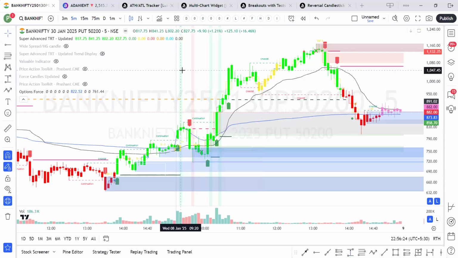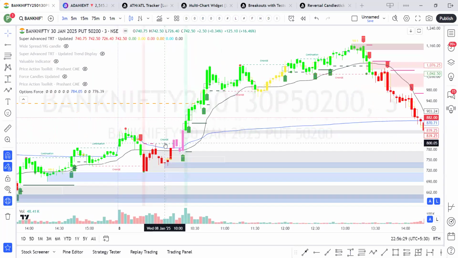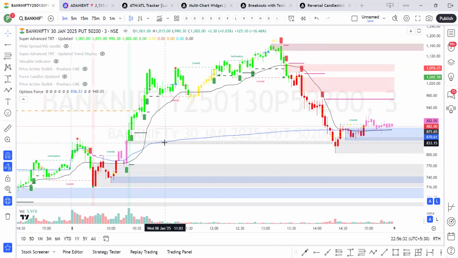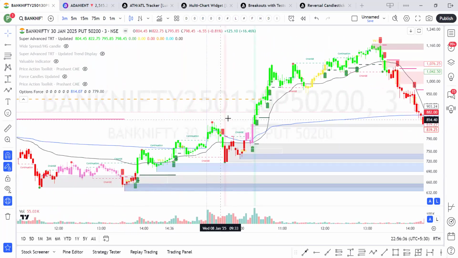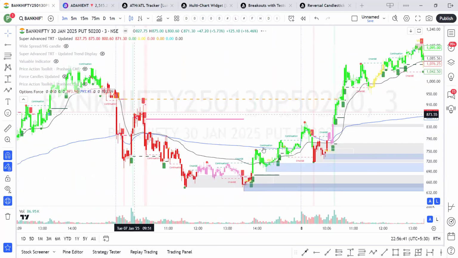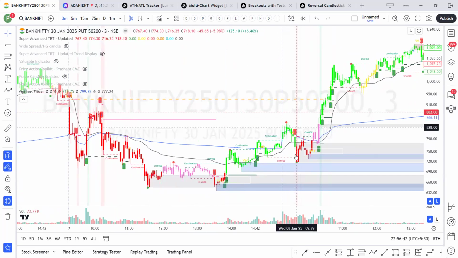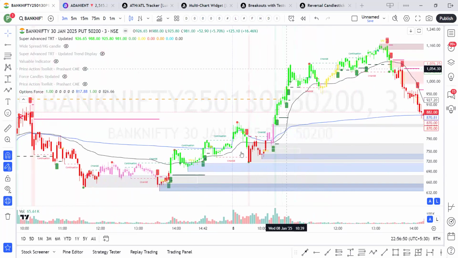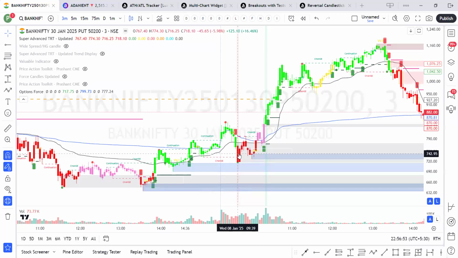So 3 minute or 5 minute? See, 5 minute and 3 minute both are okay. If we check on 3 minute, 3 minute has hit the stop loss. Where is the start? Yes, this is the start. So 3 minute has hit the stop loss and then it has gone up. But 5 minute did not hit the stop loss. Sometimes it also depends on luck.